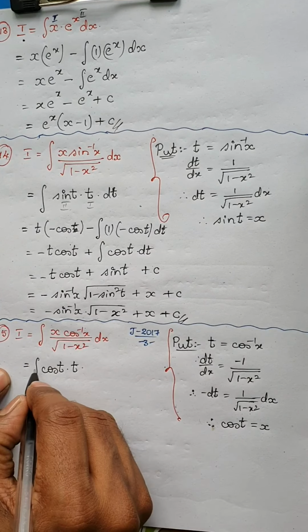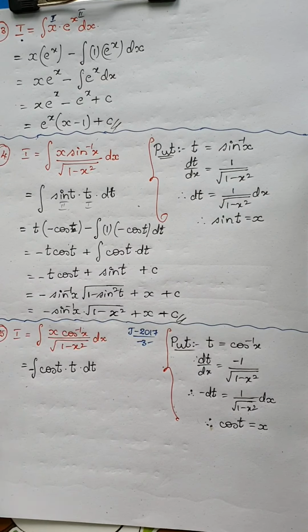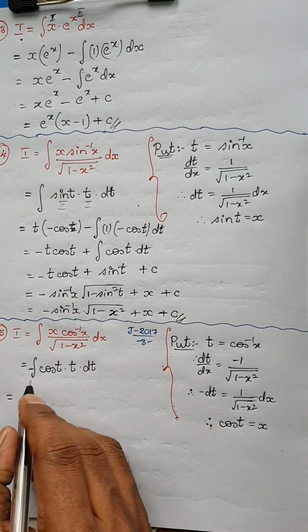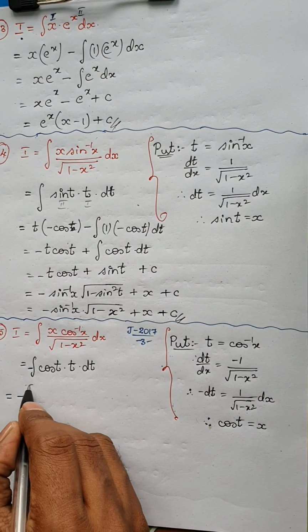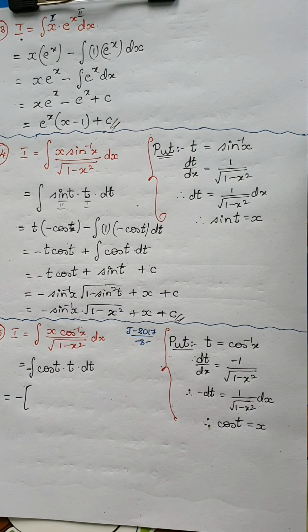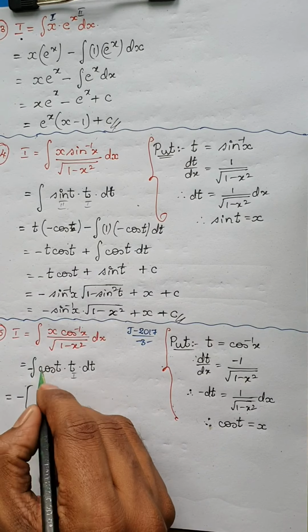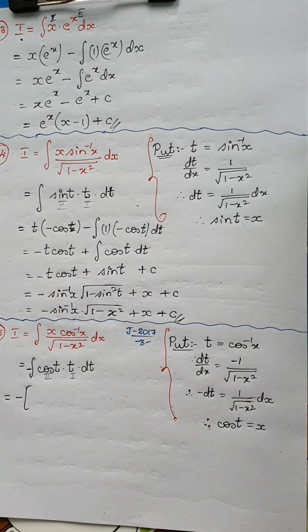So I will keep this minus outside and write dt. Remember, minus should be neatly written, so I've kept minus outside. Now let me take integration by parts. As I told you, I have algebraic and trigonometric. Keep algebraic as the first function and trigonometric as the second function.